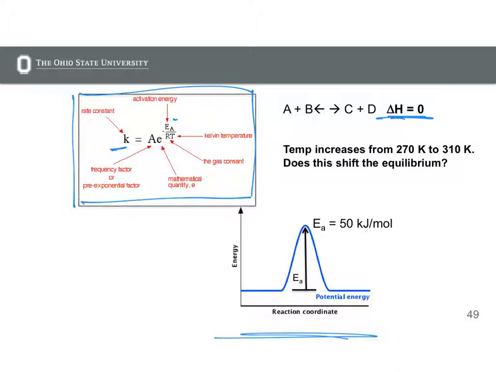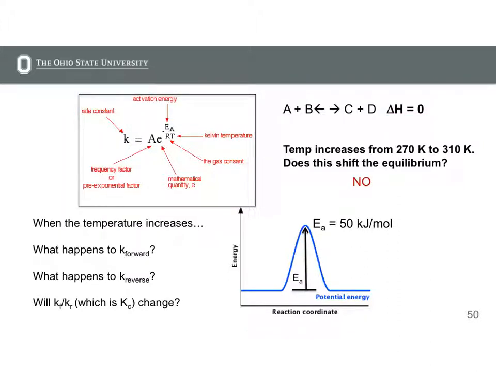What happens if we increase the temperature of this reaction? Does it shift the equilibrium? Not quite. So if delta H is 0, heat is not either a reactant or a product. It basically doesn't have an effect. So the next slide says no, this does not shift our equilibrium. And here's why.